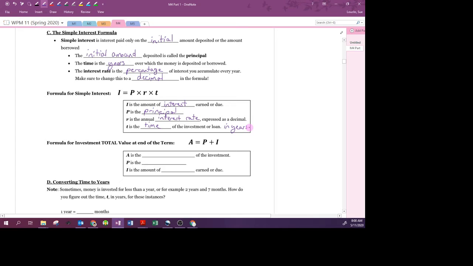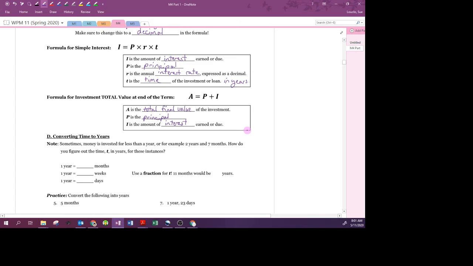The formula for the total value of the investment at the end of the year is A equals P plus I, where A is the total final value, P is the principal, and I is the amount of interest earned or due. And that makes sense because what you owe, if you've borrowed the money, at the end of the 2 years or whatever, you owe all of the interest plus the original amount of money that you borrowed.